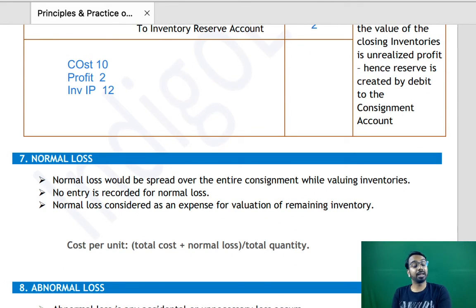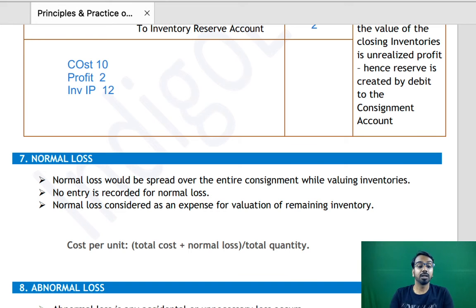Now, another challenge which comes while valuing inventory and while doing the accounting is normal loss versus abnormal loss. How do we do the accounting? Always keep in mind that normal loss is absorbed by good units while valuing the inventory.